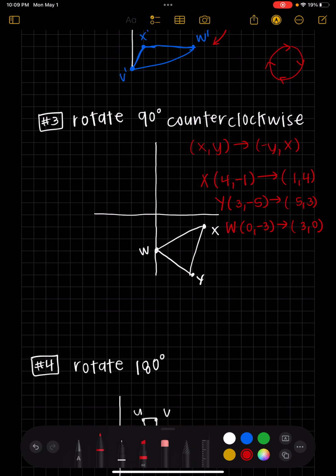So now I have these new points, and what I'm going to do is plot those new points on this graph. So (1, 4) would give me this point, which is our new X, so we're going to call it X prime. And then Y gives me (5, 3), and that's my new Y, so Y prime. Then the last point is (3, 0), and that's my new W, so W prime. And now I just connect all the dots. So once again, these shapes aren't changing. They're not getting bigger or smaller. They're just rotating or turning.